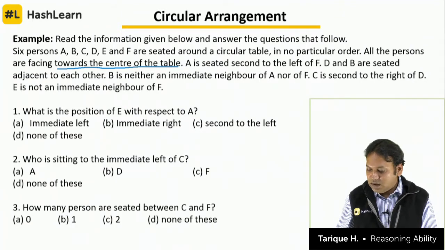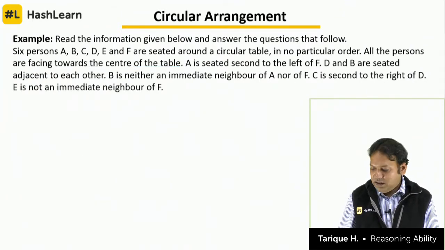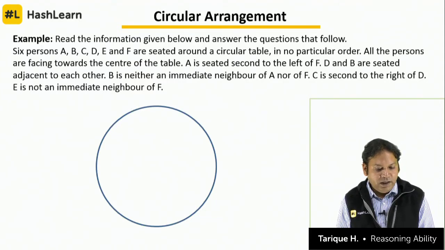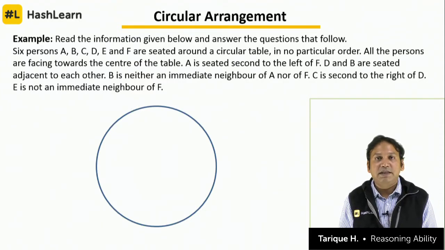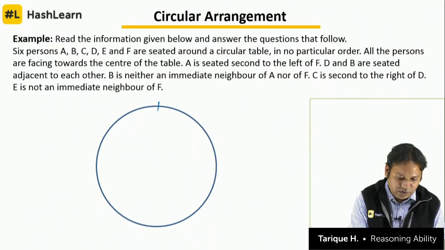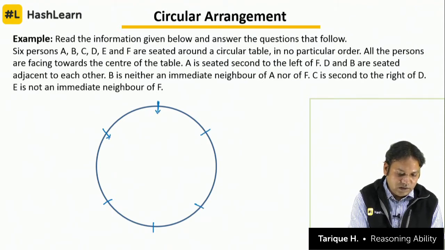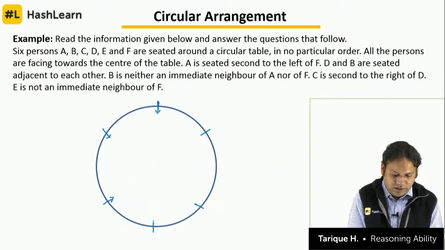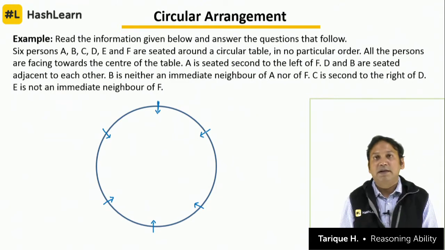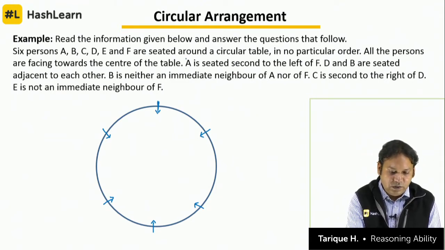So what we will do now is we will take the question and make the setting of the question. 6 persons are there, A, B, C, D, E, F. So we will make 6 positions here, 1, 2, 3, 4, 5, 6. All of them are facing towards the center. So we make these arrows so that it reminds us that everyone is facing towards the center. Here, no particular order. Let's take the first clue.